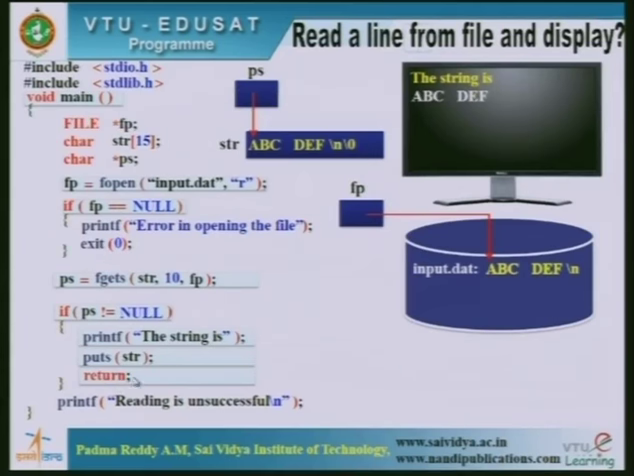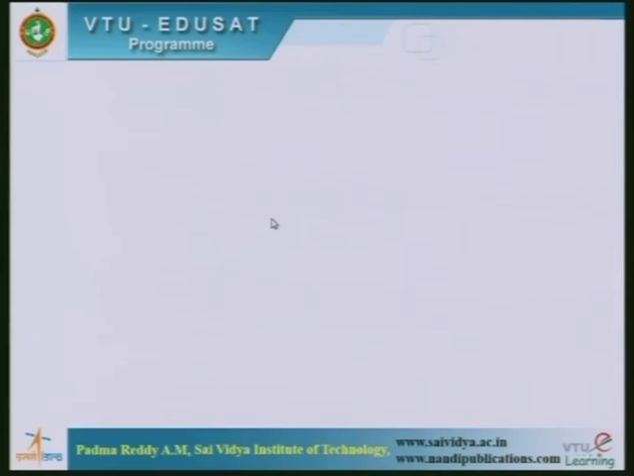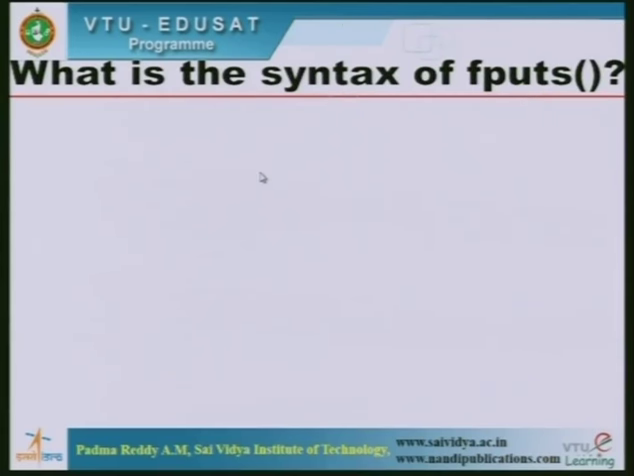I hope using fgets we have seen how to read a line from the file and display it onto the screen. Now let us see another function, just the opposite of fgets, which is fputs. fgets is used to read data from the file, whereas fputs is used to write data into the file. The syntax is similar to the previous one: fputs followed by str, followed by the file pointer.